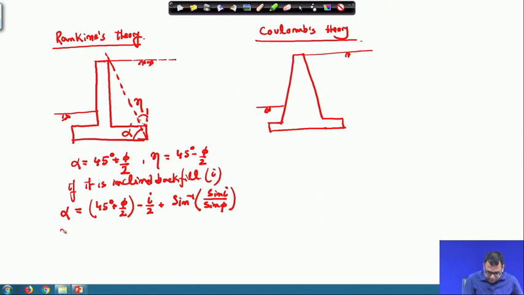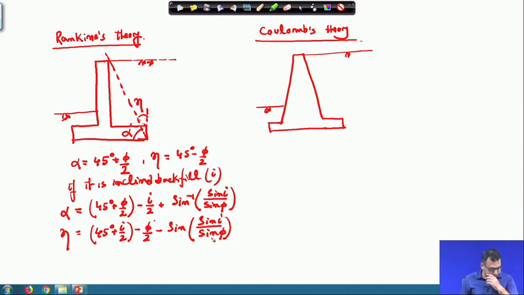And for the inclined backfill, this will be 45 degree plus I by 2 minus phi by 2 minus sine inverse sine I by sine phi. So, we have to satisfy this condition before we apply this Rankine theory, that this dotted line should not pass through this wall. It will always pass through the backfill, and this is the limit.